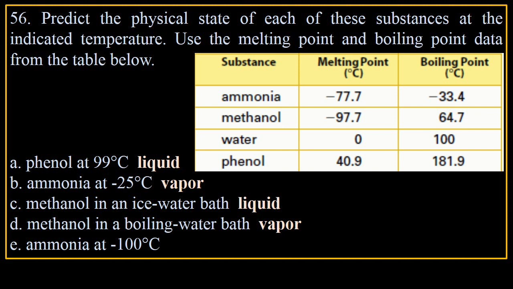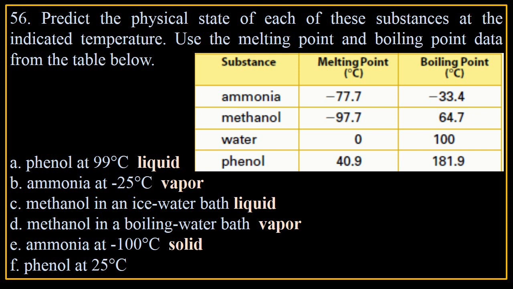Ammonia at negative 100 degrees. Wow, that's going to be a solid. Ammonia at negative 100 degrees is going to be a solid, and that's going to be E. That's correct. Absolutely. So you have methanol, ethanol, propanol, isopropyl alcohol, isopropanol, OL again, butanol, pentanol, hexanol.